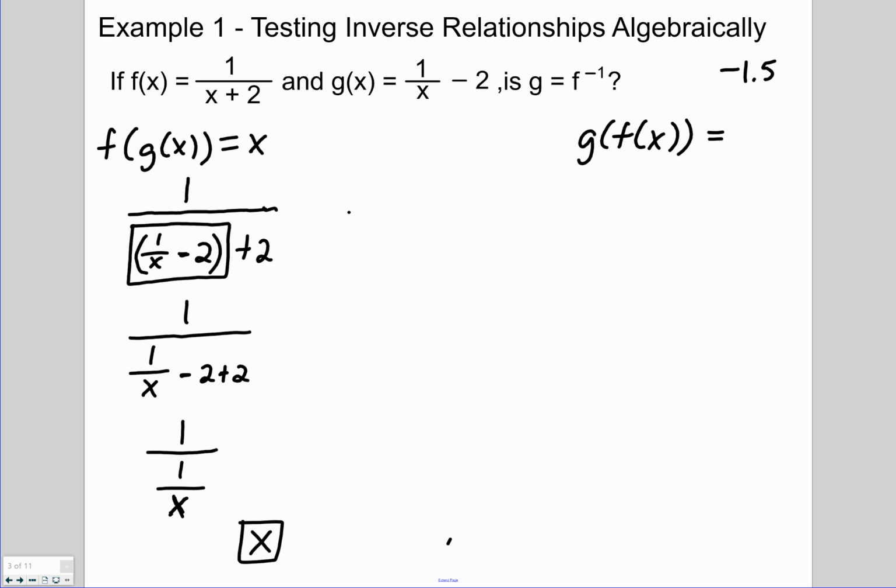Let's do the other one. Now, what if I had gotten 6x plus 2 or x plus 4? What if I had not gotten x? Would I need to do this one? No. All right, so if you do the first one and you don't get this value, these are not exactly the same, then you can stop and write they're not inverses of each other.